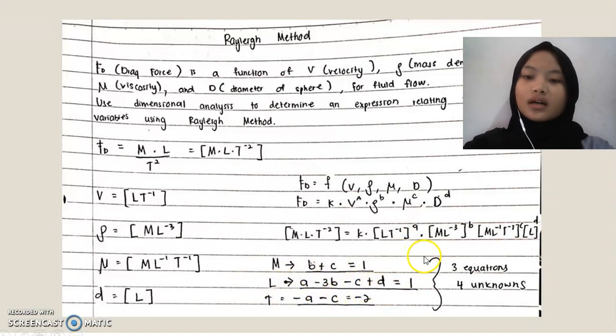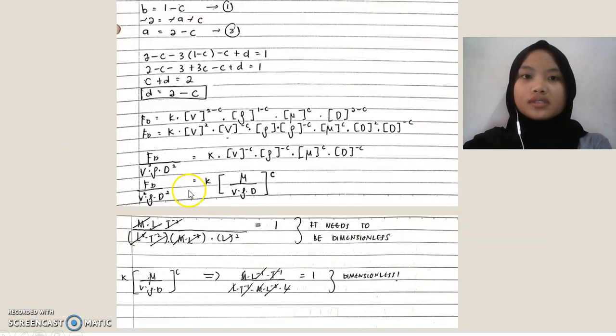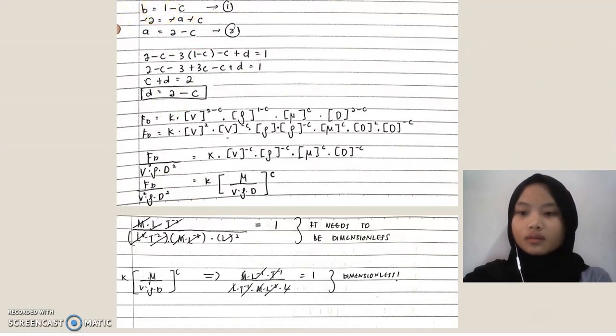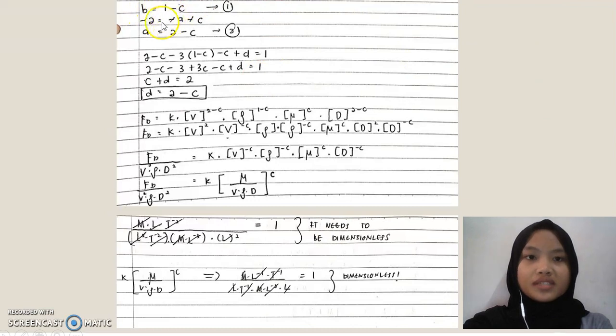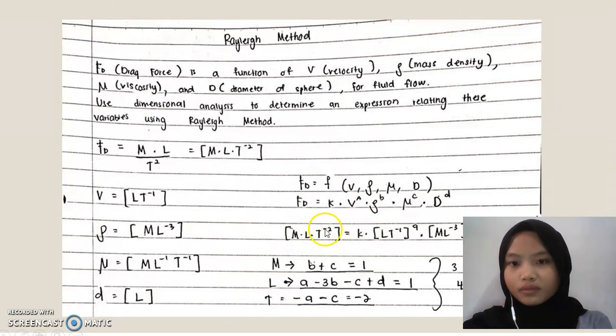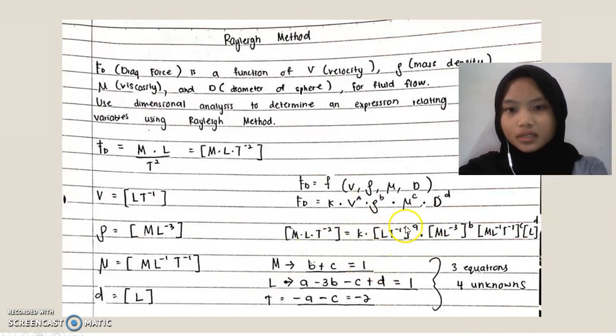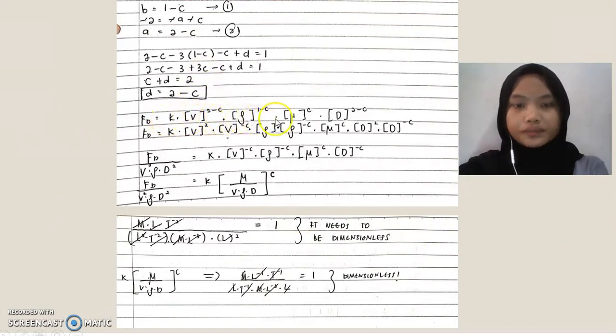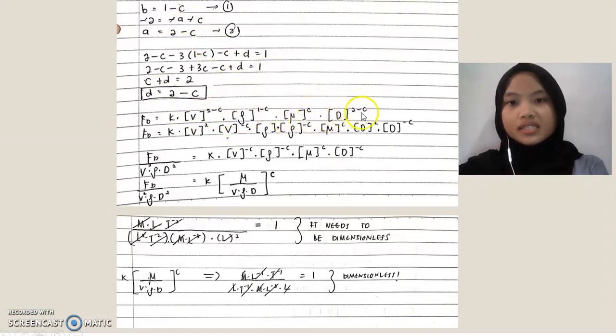So there will be 3 equations and 4 unknowns. We solve it here: b equals 1 minus c, a equals 2 minus c, d equals 2 minus c. If you realize, all are in terms of c. So we plug into the formula from before: F equals K, V to the power of 2 minus c, rho to the power of 1 minus c, mu to the power of c, and d to the power of 2 minus c.